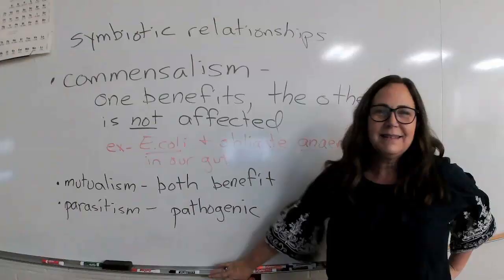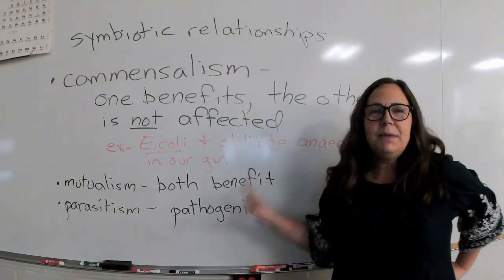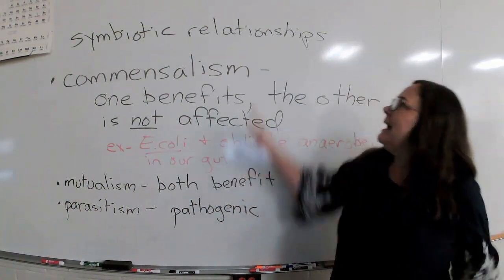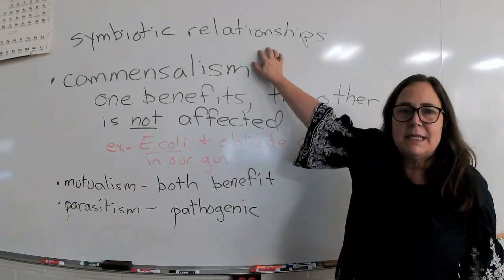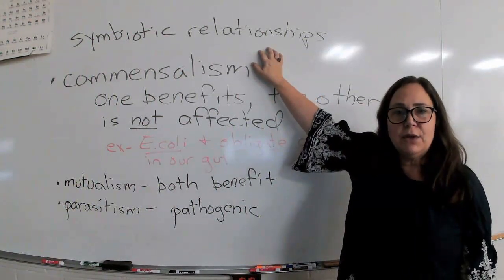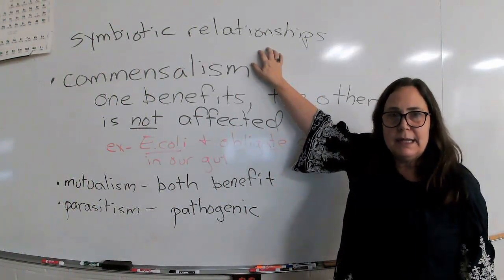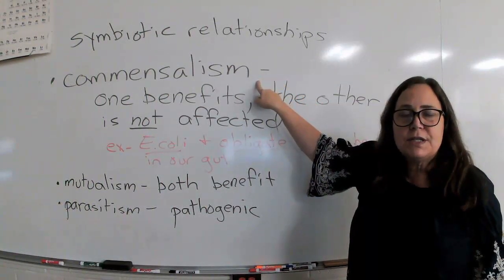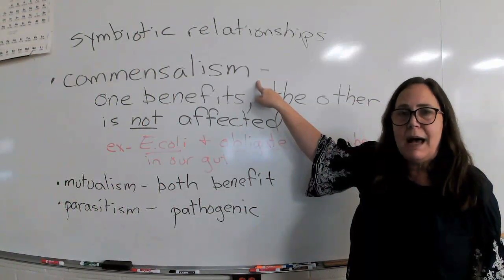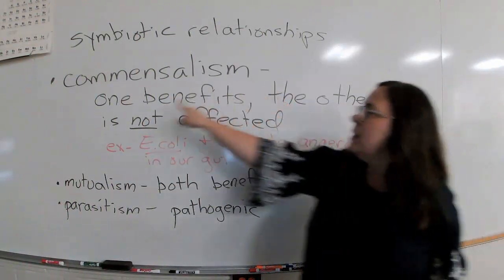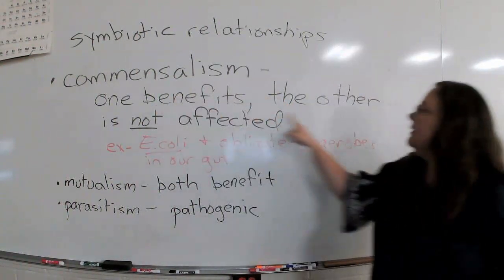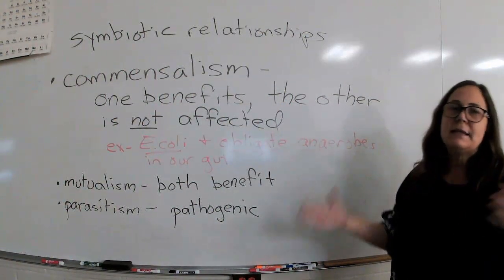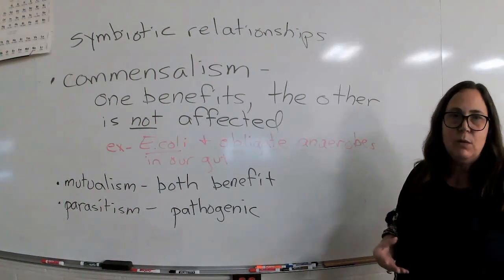All right, so this is the last topic that I'm going to show you on the board and give you notes for, and that is that bacteria can form symbiotic relationships with each other and also with other organisms. So we're going to talk about commensalism first. Commensalism is a symbiotic relationship where one organism benefits, the other is not affected. It's not hurt, but it also doesn't benefit in any way.